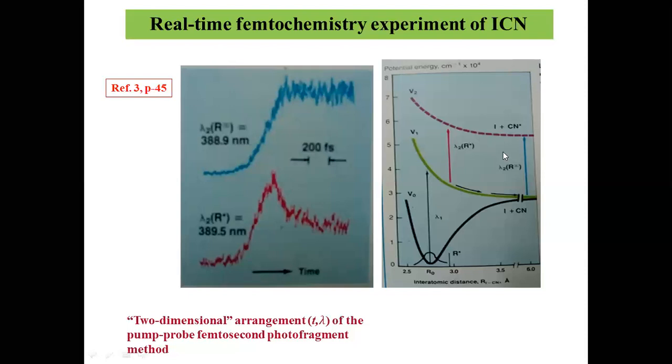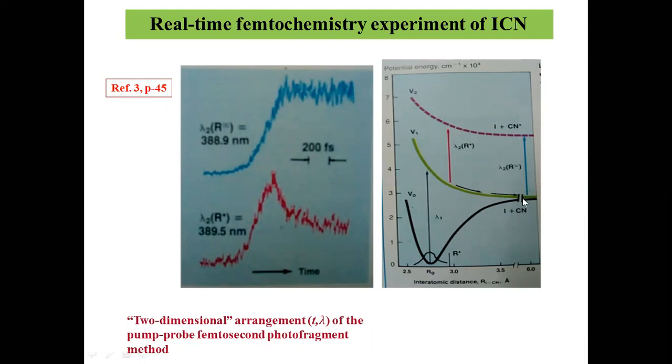Now these two colors, this blue color is connected to this, and this purple color is connected to this. Now what is done experimentally, look here. Now pump lambda 1, this is the pump laser, is taking it to the first excited state, V equals 1. Now the system is moving on this, right? When the CN is completely separated, quite far, that is R infinity. Now lambda 2 means the probe pulse, right?